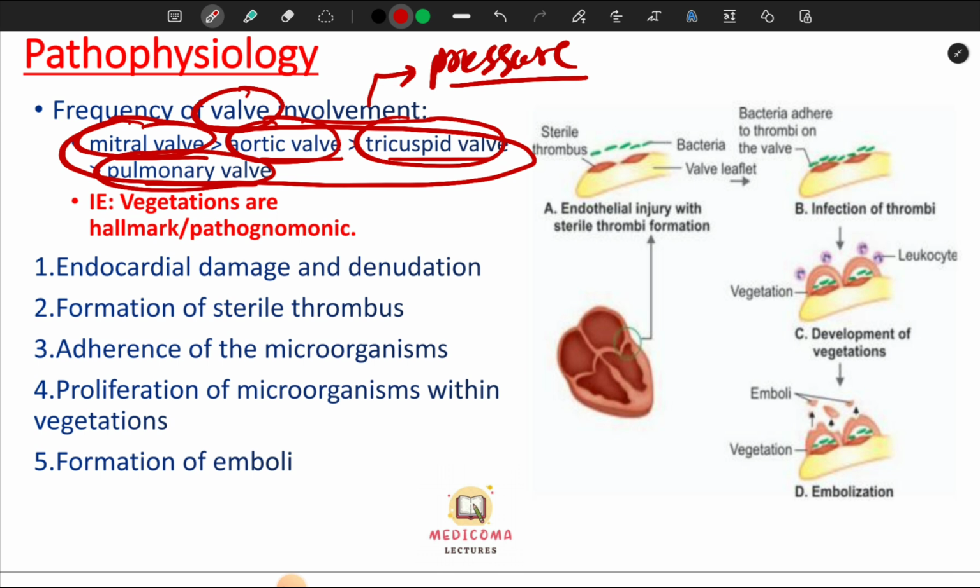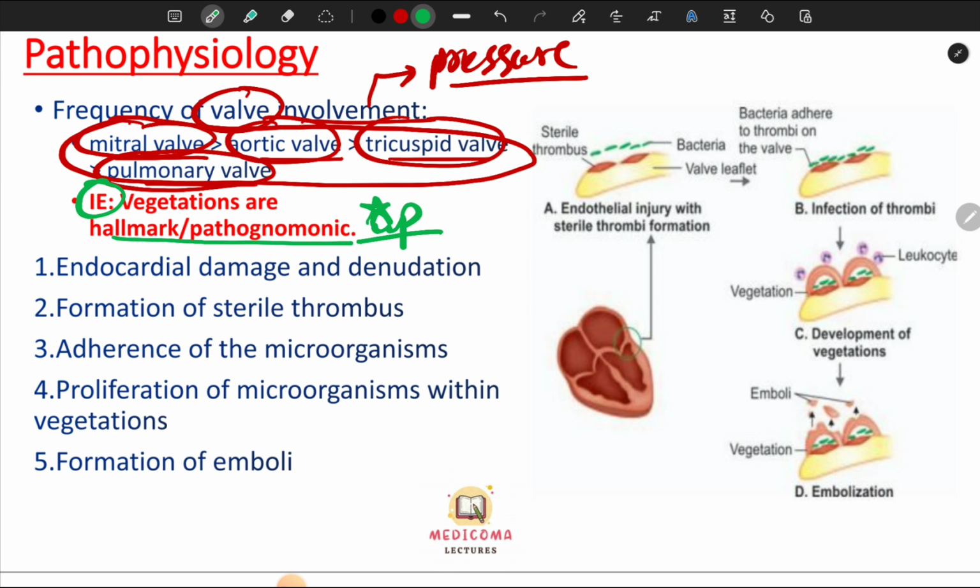The next point is that in infective endocarditis there is formation of vegetations. Vegetations are the hallmark and pathognomonic of infective endocarditis. On the valve there is a vegetation, in which there is proliferation of bacteria and organisms. This is the pathognomonic sign which can be asked in any question in any exam. So this is an important point.